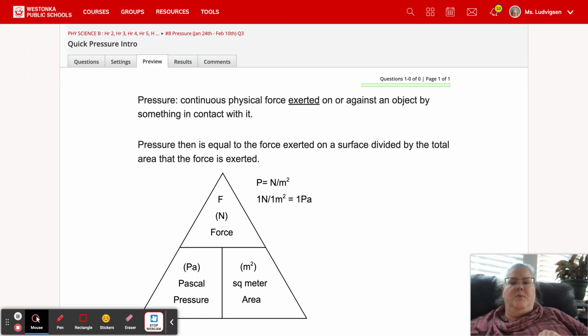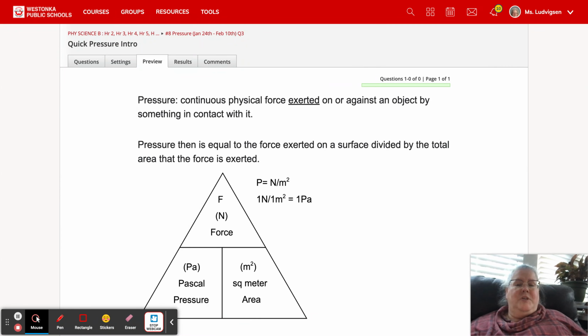Okay, everybody, we're going to do a really quick intro to pressure. Make sure you have your formula sheet out because you need to add this to it. So what is pressure? It's the continuous force exerted on or against an object by something it's in contact with. That's the basic definition of pressure.